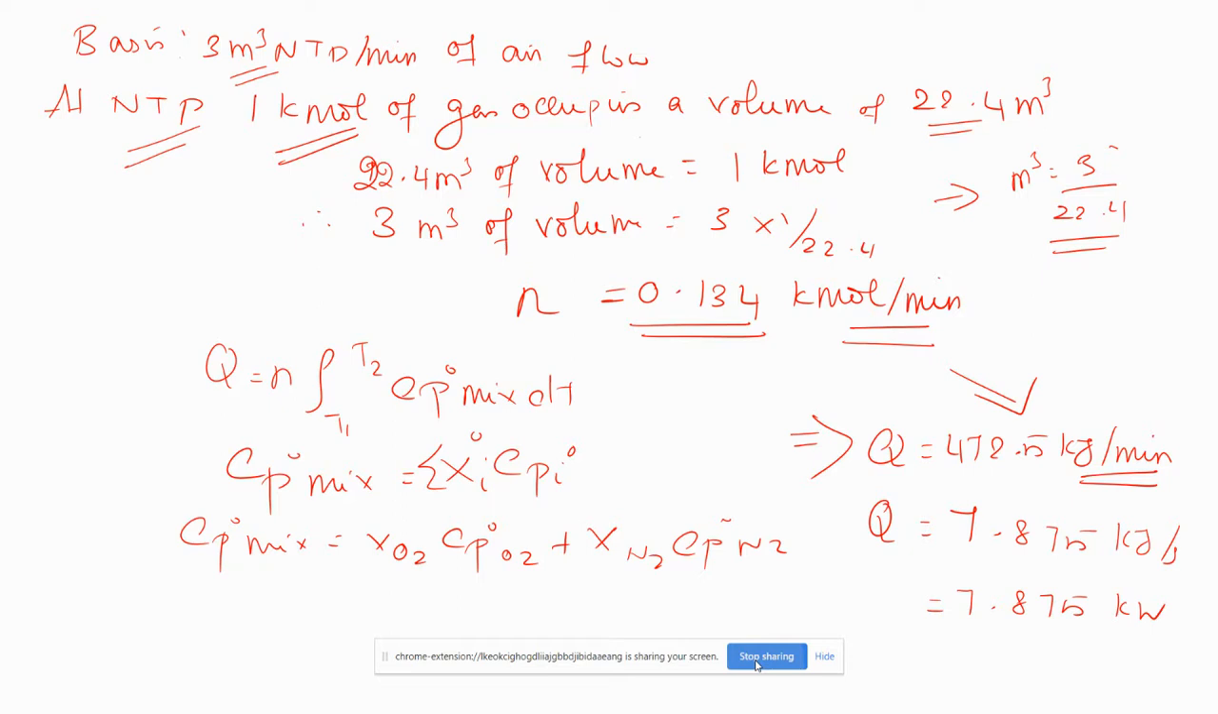So now the same formula, that is Q is equal to N into Cp naught m of mix 2 into T2 minus T0, minus Cp naught m of mix 1 into T1 minus T0. The only thing is this N value varies. So 44.7503 into 533 minus 290.